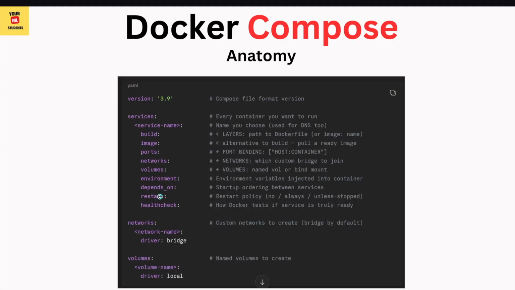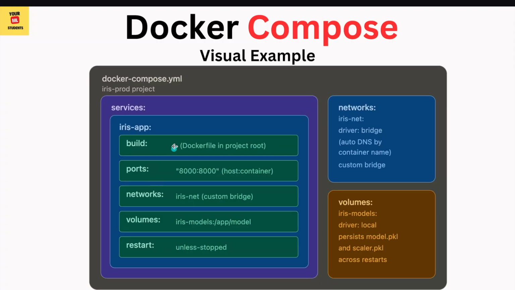Like depends on, something, restart, health check. And if you want to create a network or volume, you can make their names separately here. So this is the anatomy of the docker compose, and you can keep it handy whenever you want to create it. Okay, visual example, simple.